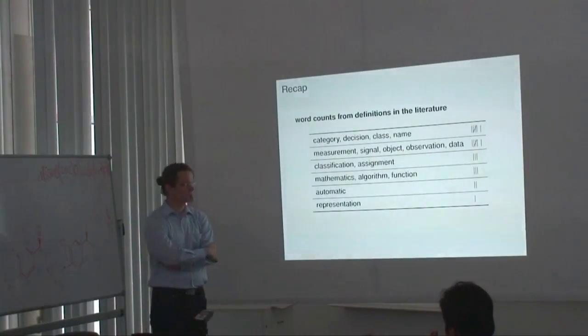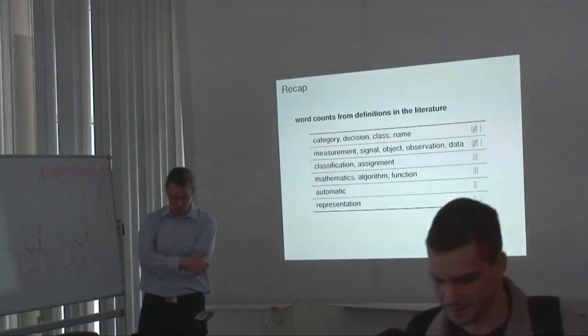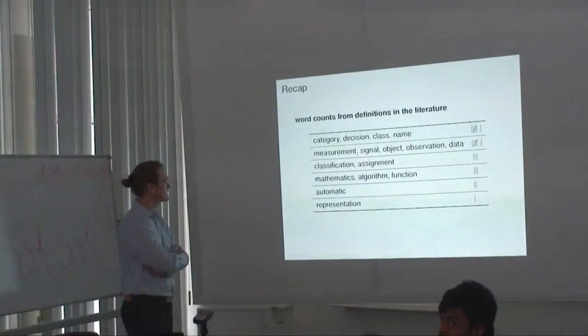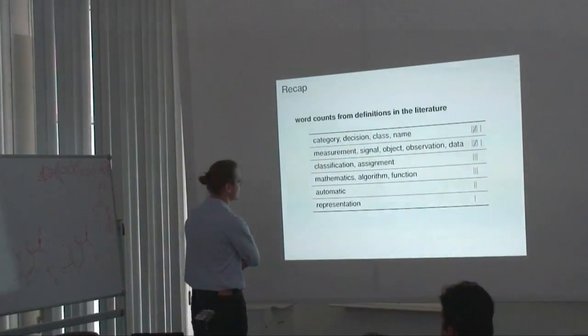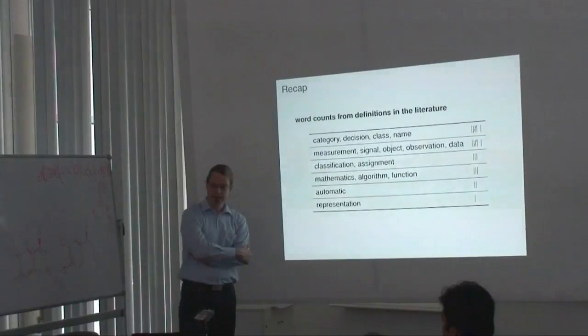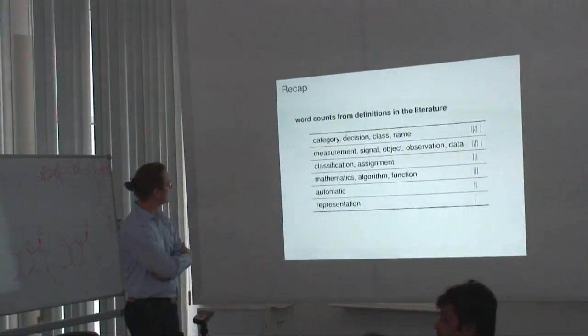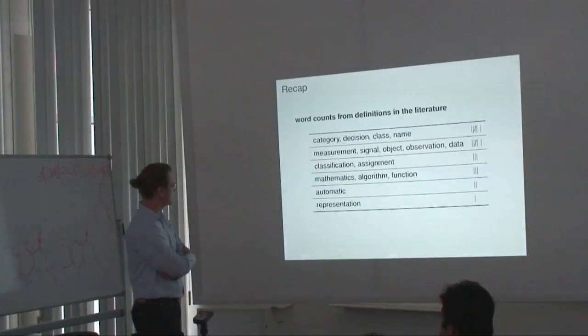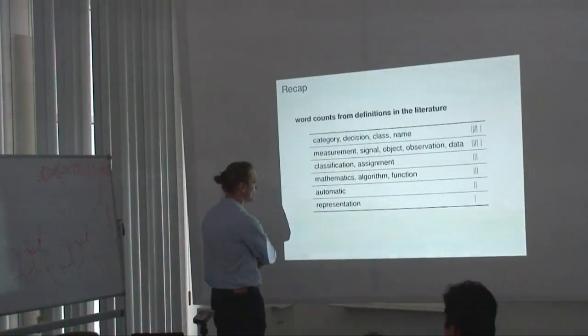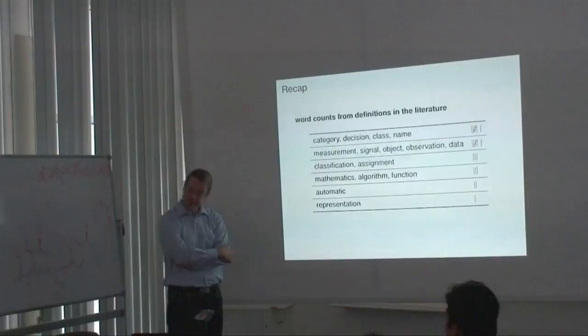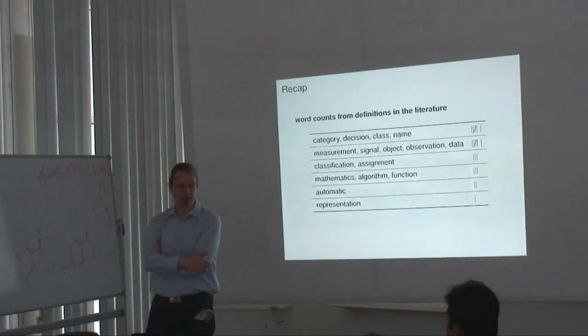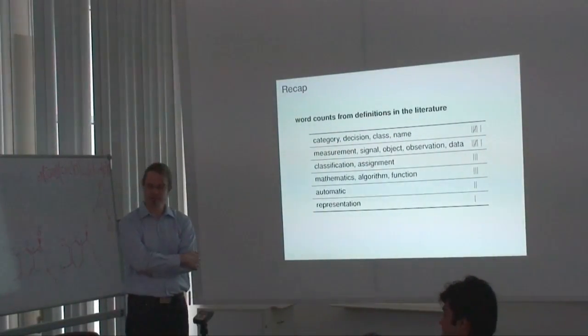Measurement, signal, object, observation, data, just as prominent. Then there were terms like classification and assignment. Interestingly, at least from my point of view, the buzzwords mathematics, algorithm, and function were not as prominent, as well as the word automatic and the term representation.